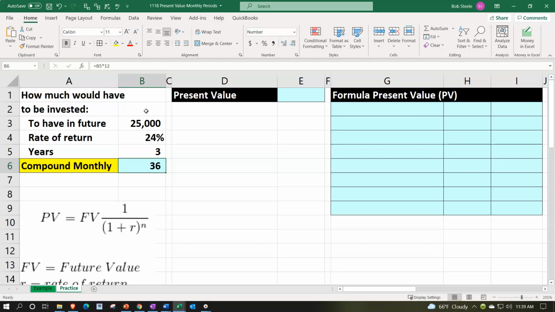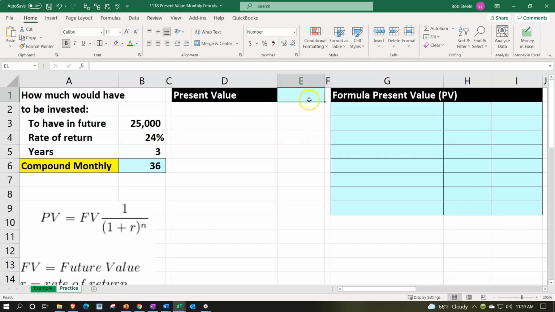So if you're in Excel, once you have the concept down, it's not really a problem to copy and paste this information down for longer periods. Let's do the present value calculation. Note that this 25,000 is in the future. What we want to do is bring it back to the current time period to see how much we can put in today that would be earning 24% compounded monthly for 36 periods, or 3 years, to get to that end period. That's why it's going to be a present value calculation.